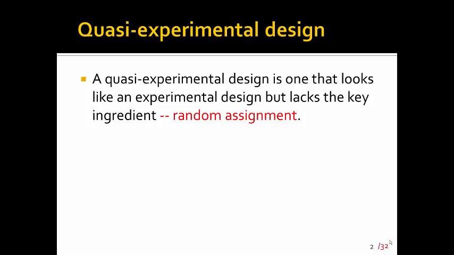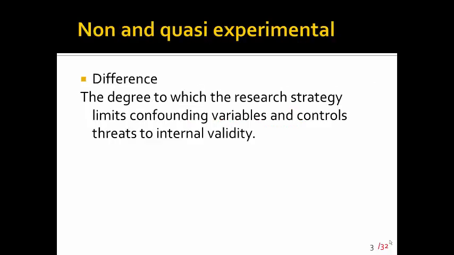So if we don't have random assignment in a research, we don't have a true experimental research. The difference between a quasi-experimental research and non-experimental research is not that clear, because it depends on the degree to which the researcher is able to control the confounding variables. So the more control we have on confounding variables, the closer we get to a quasi-experimental research.